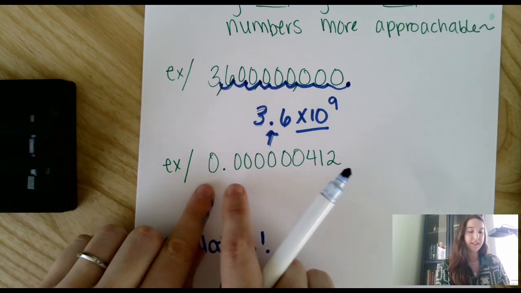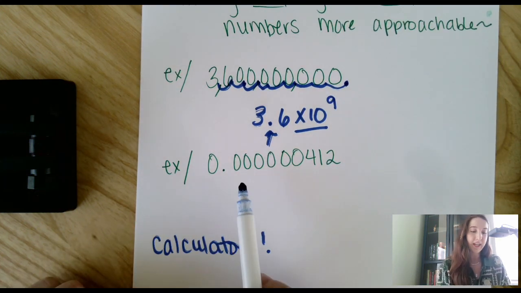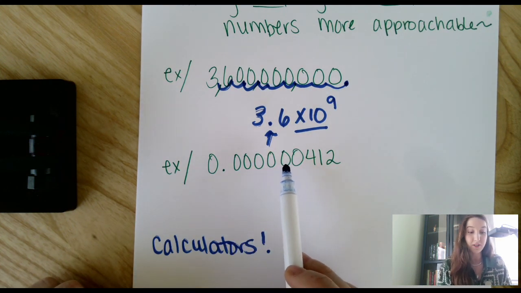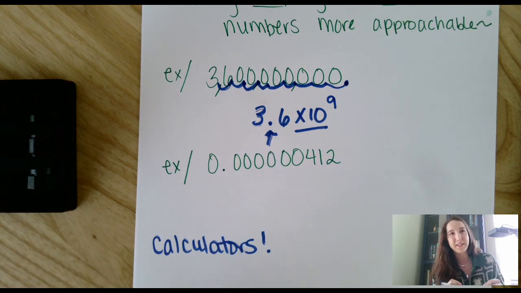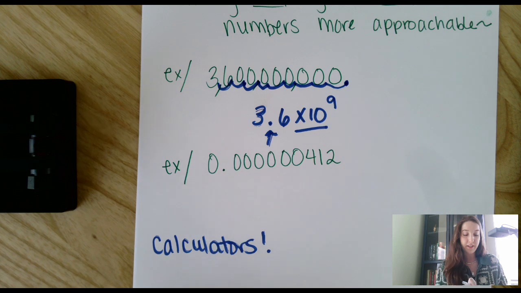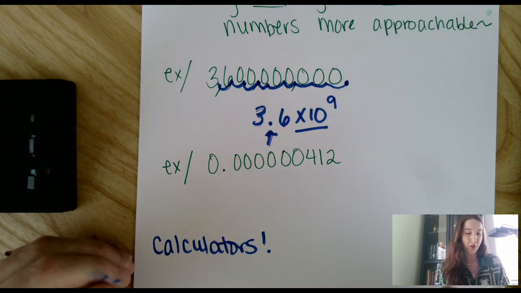Let's do another one. This is a very small number. If I have 0.000000412 cookies, that's like a crumb of a cookie. That's a very tiny number, and we're going to turn it into scientific notation as well.